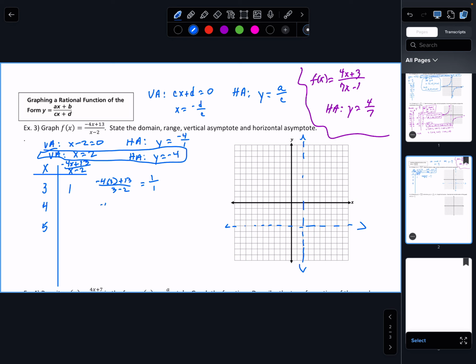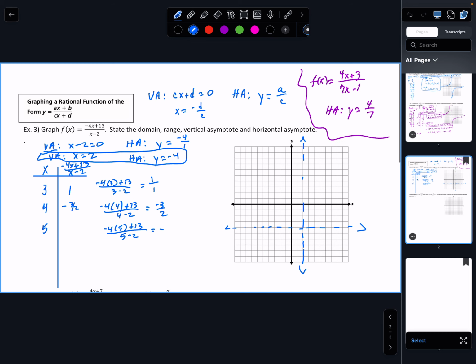When you plug in 4, you get negative 4 times 4 plus 13 over 4 minus 2. Negative 16 plus 13 is negative 3 over 2. And it is that, a negative 1.5. Plug in 5: negative 4 times 5 plus 13, all over 5 minus 2. Negative 20 plus 13 is negative 7 thirds, which is negative 2 and 1/3 in terms of plotting.